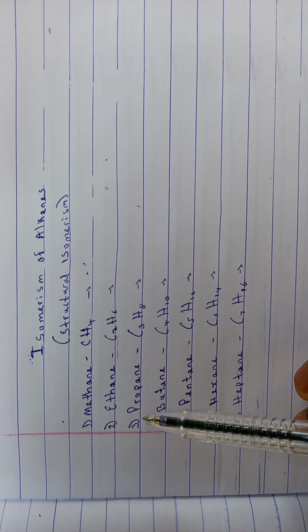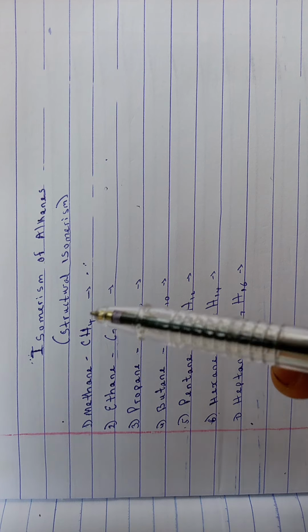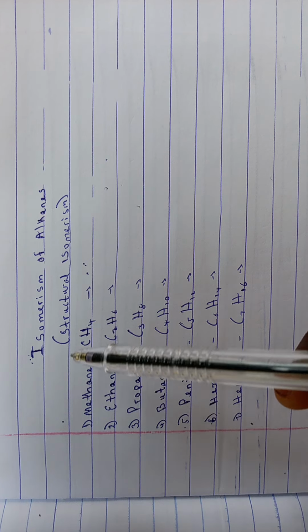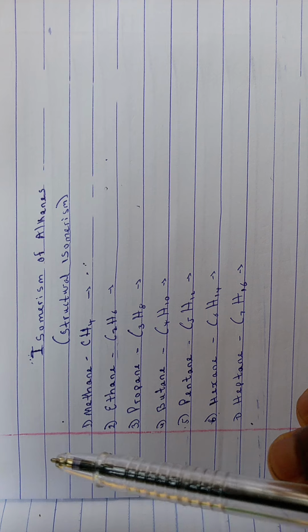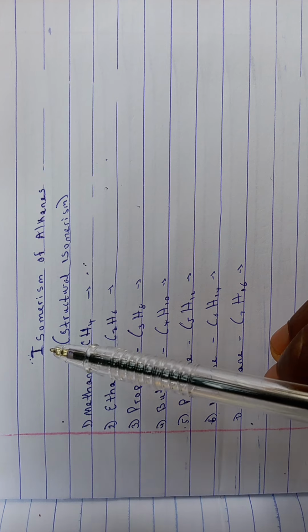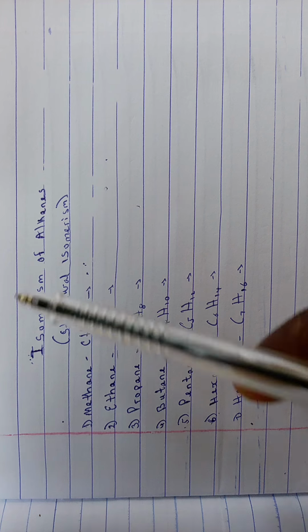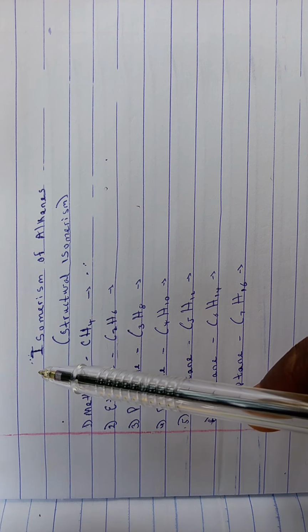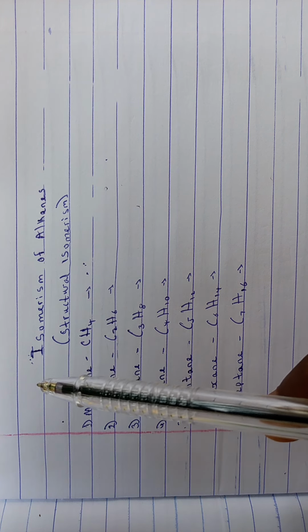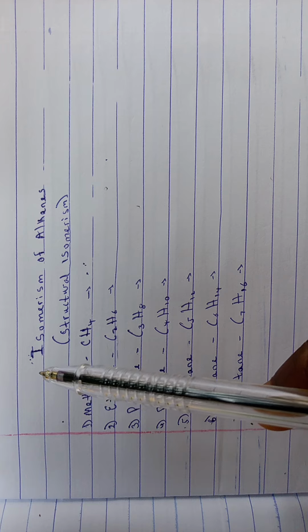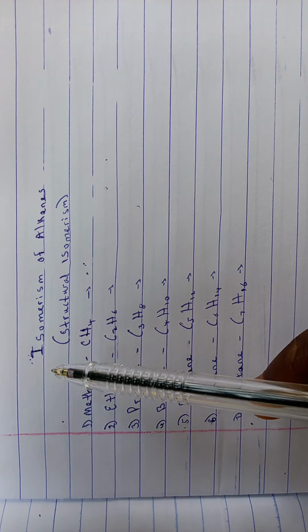I hope I'm clear. So structural isomerism is basically molecules or compounds that have the same molecular formula but different structural formula. That means they can be drawn in different ways. Some can be drawn in two different ways, three, four, up to 1,000 different ways, depending on how big the molecule is.